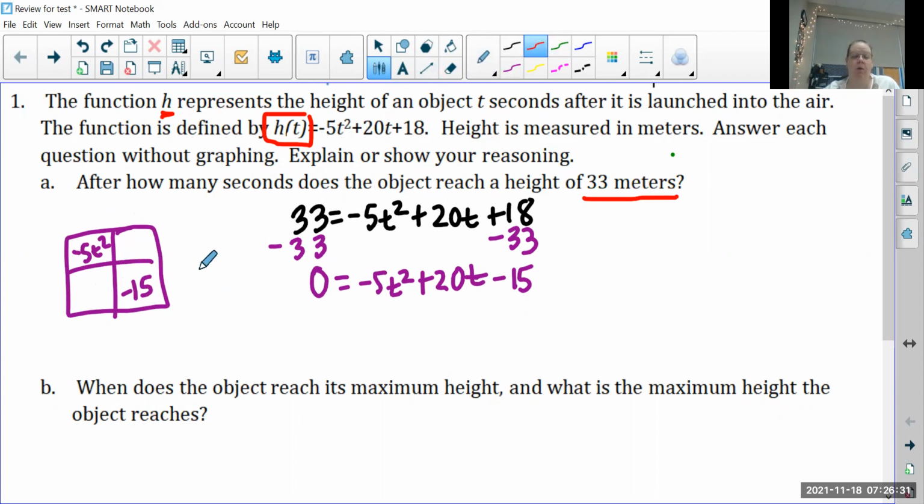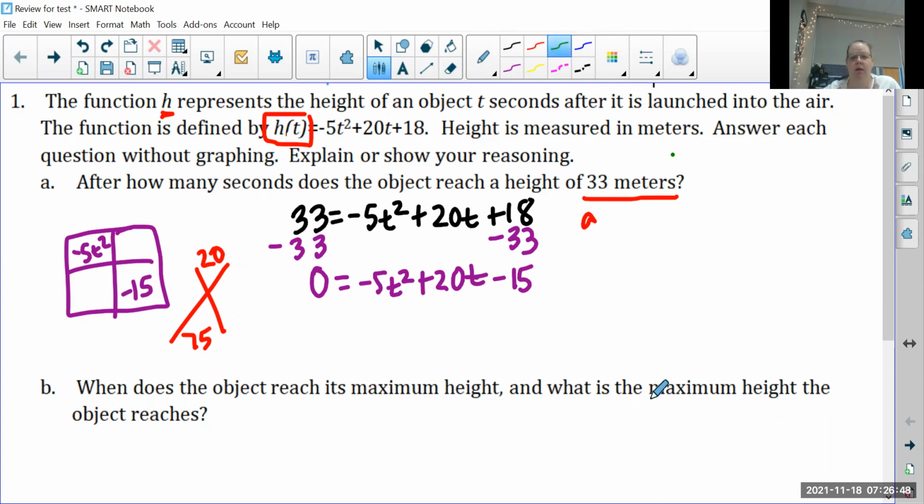If you want to do it that way, you could also do slide and divide. So that means you would do negative 5 times negative 15 and get 75. Our b value is 20, and then you're looking for two numbers that multiply to 75 and add to 20. Or you could just go the safe route and just do the quadratic formula.